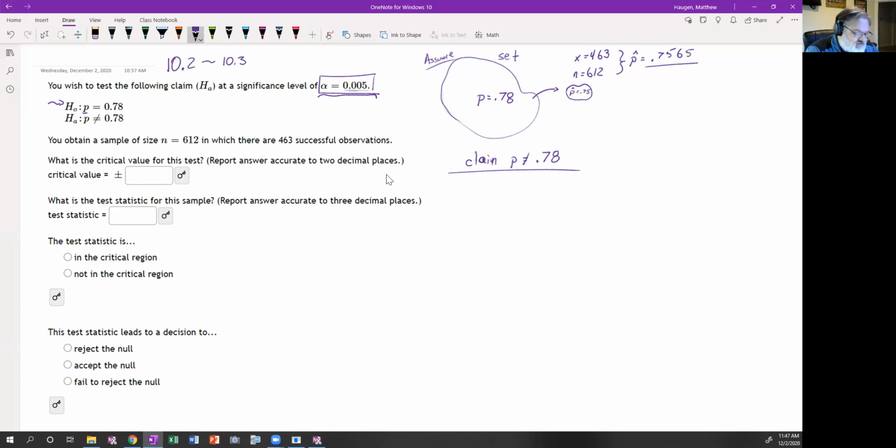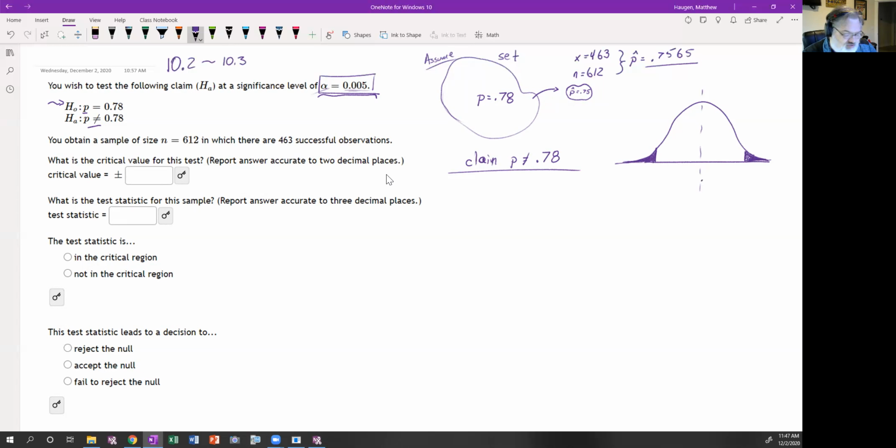Now, what does this alpha represent? That alpha represents our critical regions. And in this case, our critical region is both the lower parts and the upper parts. Because this is a two-tail problem, it just says not equal. So it is a two-tail problem.